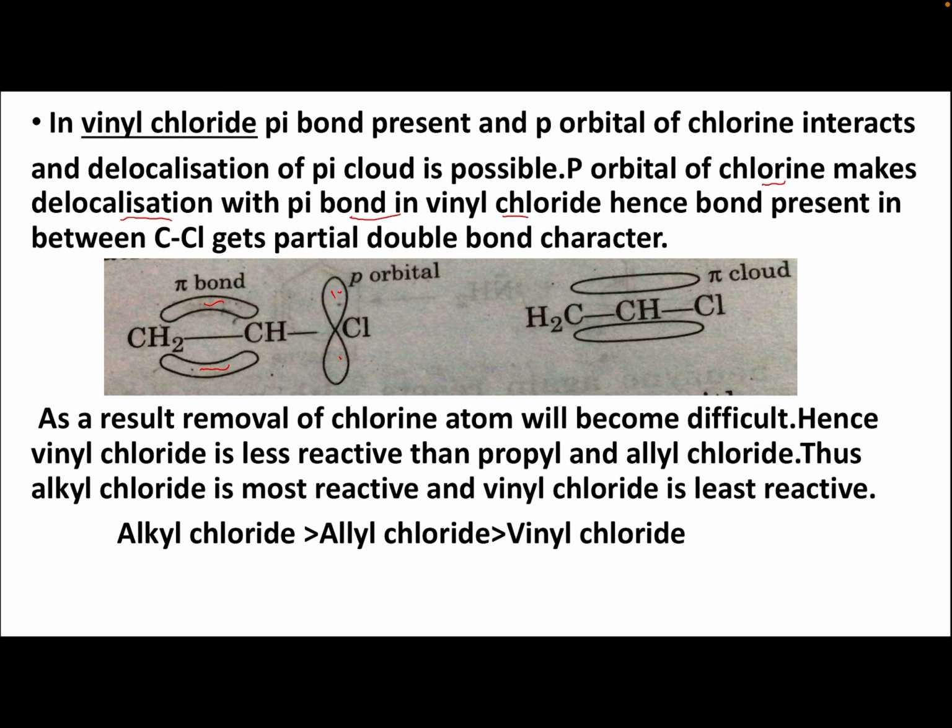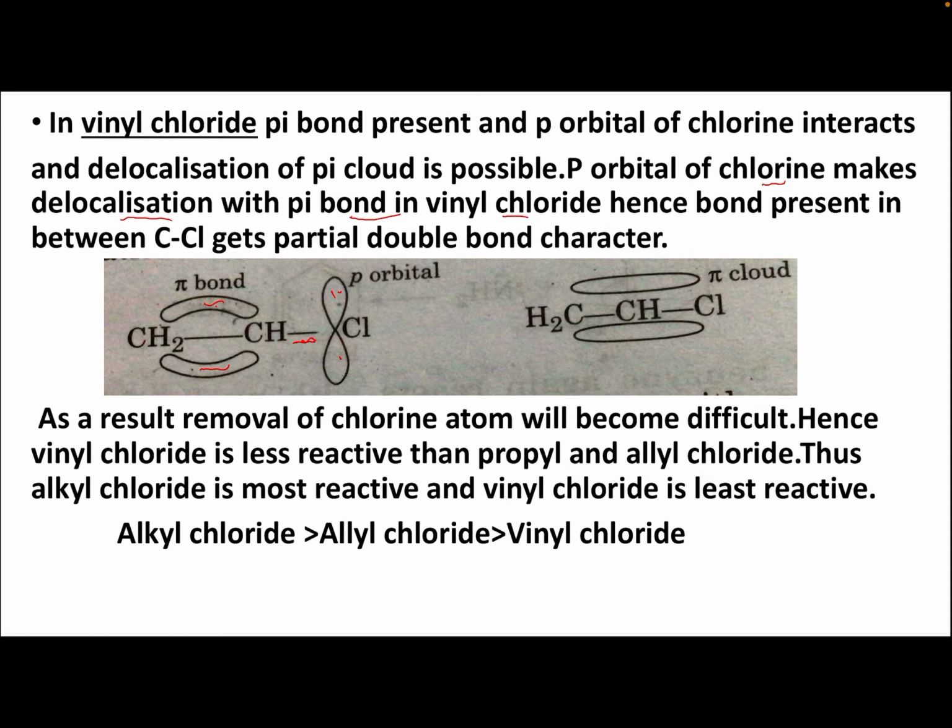So this p orbital makes delocalization with the pi bond in the vinyl group. Hence the bond present between C and Cl gets partial double bond character. As a result, removal of the chlorine atom becomes difficult. Because it is getting double bond character, it is difficult to remove chlorine.